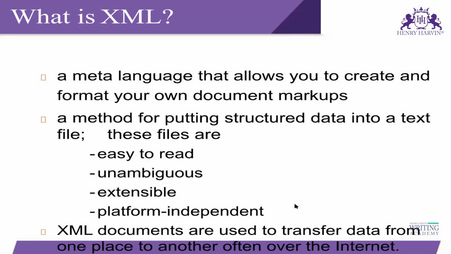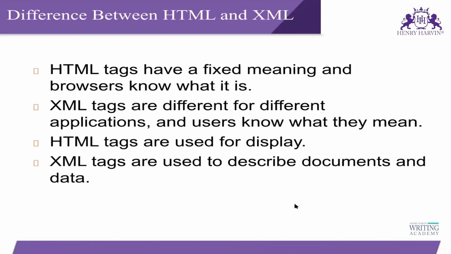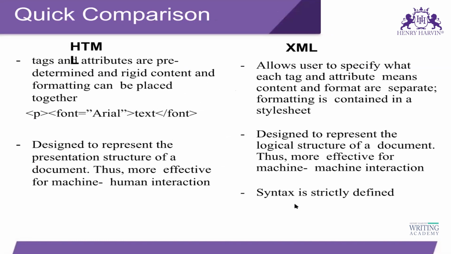XML documents are used to transfer data from one place to another over the internet. So they basically use the internet to transfer. If you have Internet Explorer, you can easily run the pages. Now, HTML tags have a fixed meaning in the browser, whereas XML tags can be different based upon the different applications that you have. HTML is only used for display, whereas XML is used to describe the document and data. So this is basically the difference.